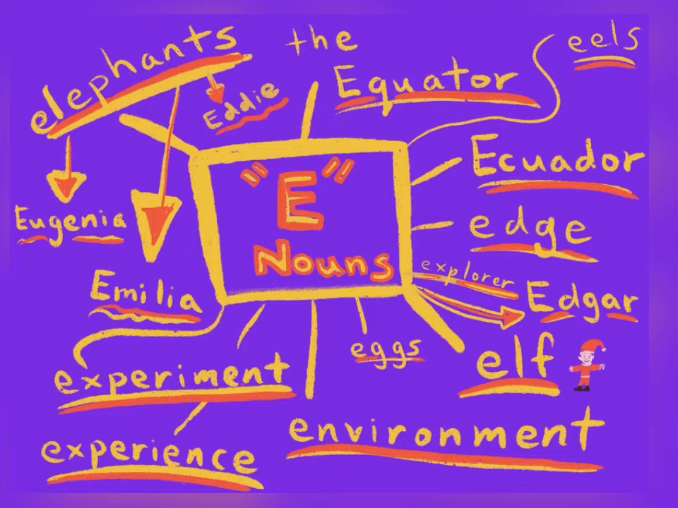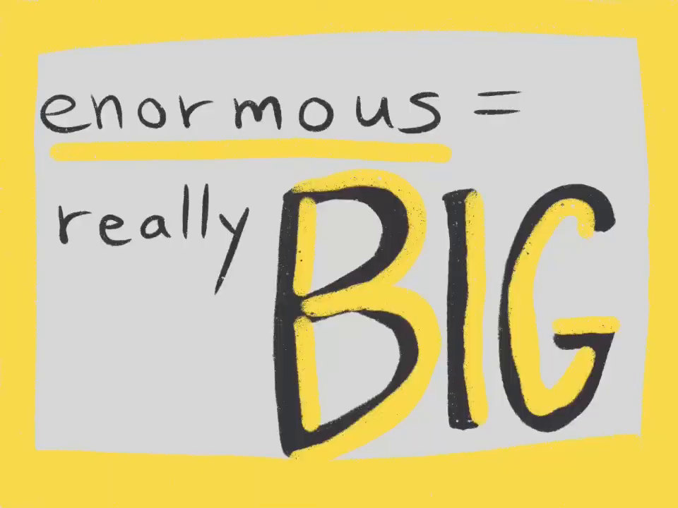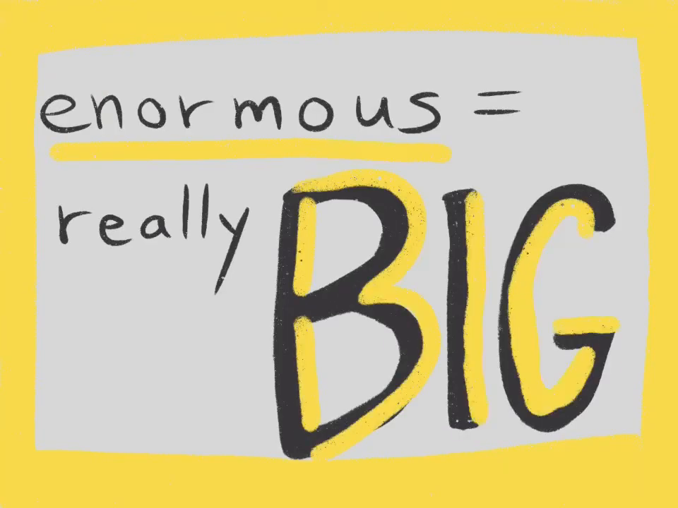Let's go back and look at some of those E nouns again. Do you remember the elf? An elf is a little person, but as an adjective it means really small. The opposite of elf is enormous, which means really big. We will use both of these adjectives in our story.